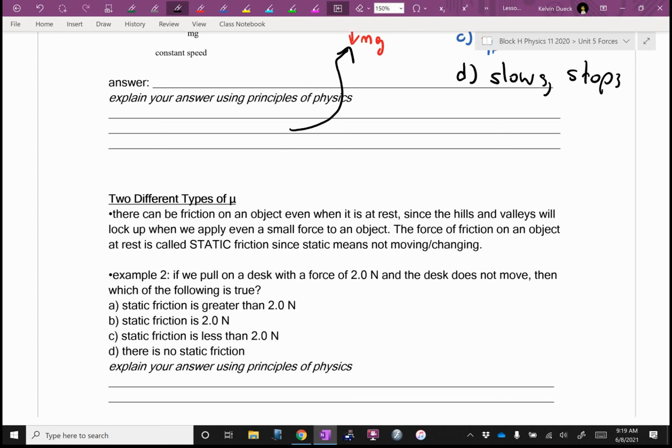So if I pull on that desk with 2 newtons and it does not move, which of the following statements must be true? Once again, we're going to vote. So who says, Mr. Duick, obviously if it's not moving, A, static friction is bigger than 2 newtons? 22. Who says, no, static friction is exactly 2 newtons? Who says static friction is less than 2 newtons? That makes no sense. Who says there's no friction? That's on ice. Convince me.